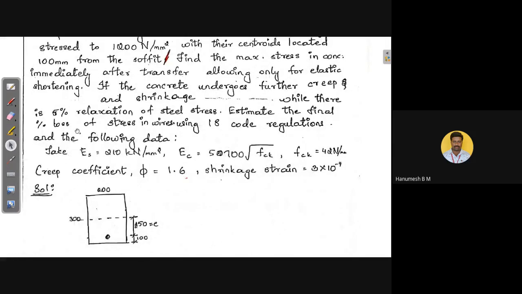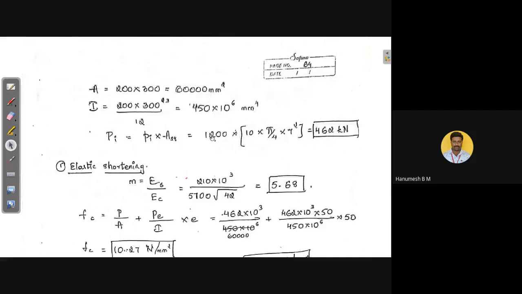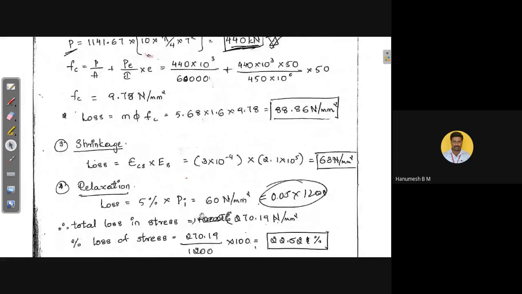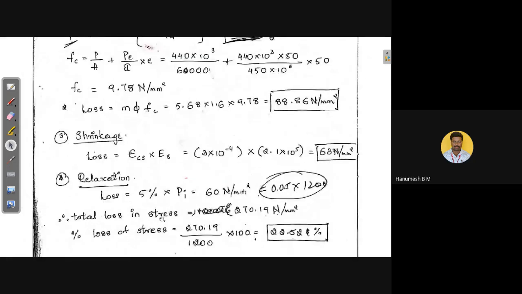Because in the data he has mentioned it is when there is 5% relaxation of the steel stresses, that is, it is related to the initial stress. Hence we need to take initial stress as the base. 5% of the initial stress, 0.05 into 1200. Now it is 60 Newton per mm square.